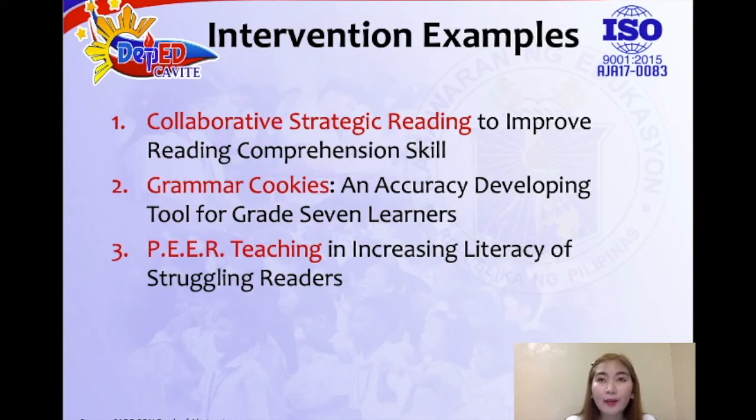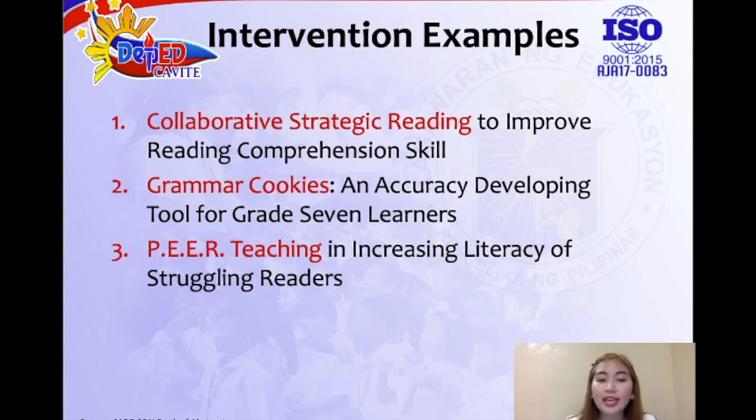Okay. In the part for proposed innovation, intervention, and strategy, the researchers must specify what is this grammar cookies all about? What is this intervention all about? What are the strategies? What are the activities? How often do they do this? Or how often do they check the progress of their students? So it has to be very specific.